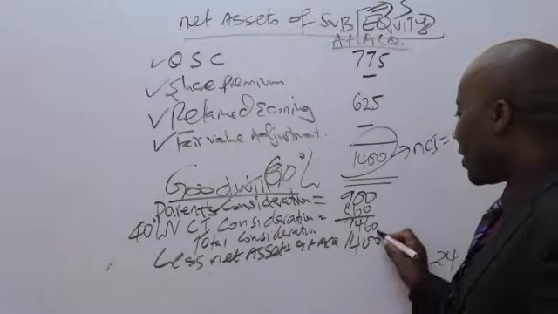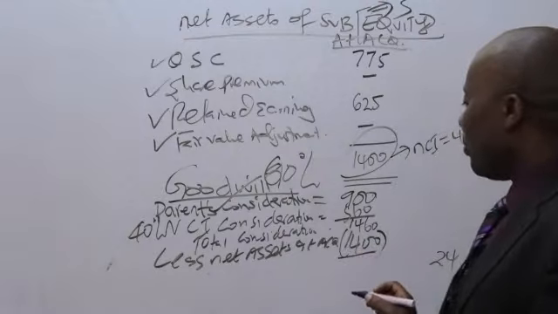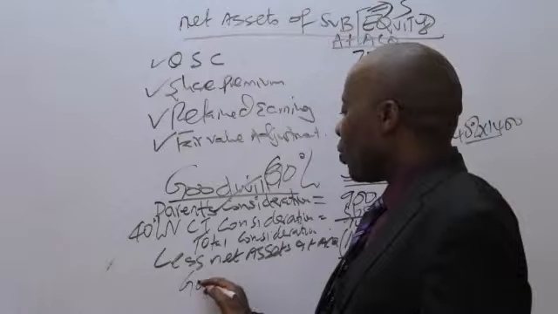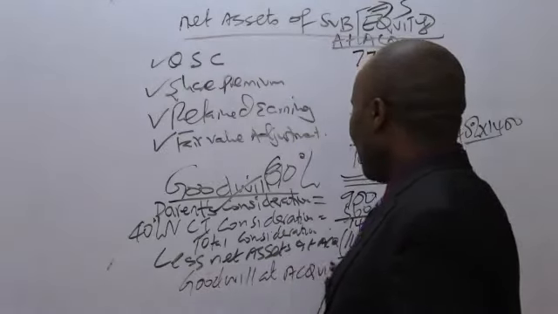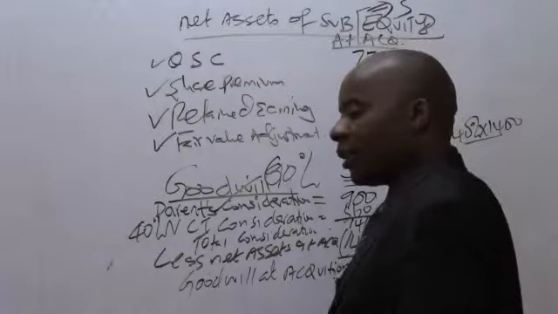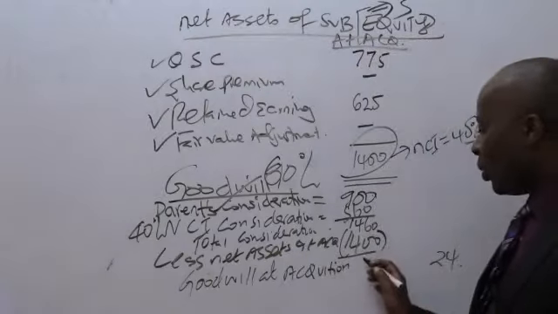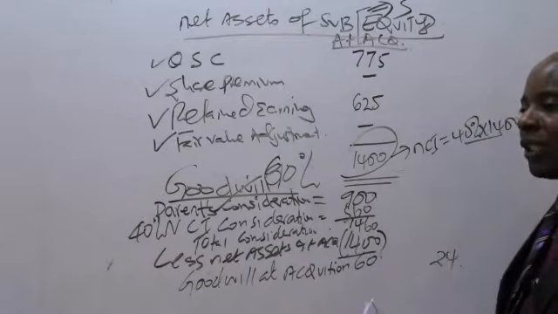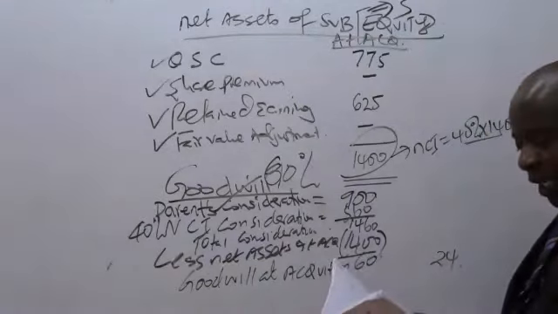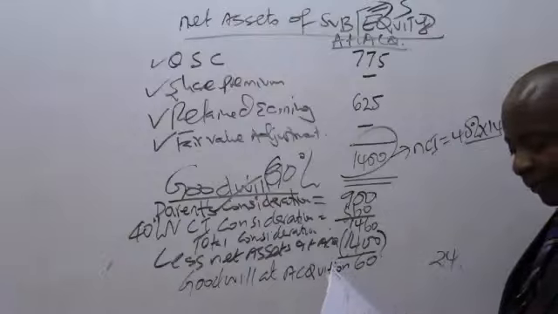So then come and subtract the net assets like that for you to be able to give us goodwill at acquisition. So goodwill at acquisition, which will be what here, somebody? Which will be 60 there. Goodwill at acquisition will be 60.